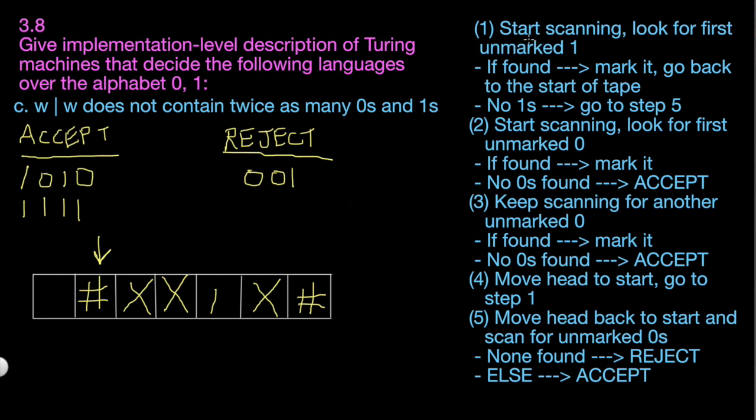Now step one, once again, we start scanning. We're looking for the first unmarked one, which is right here. If found, we mark it, and then we go back to the beginning of the tape. So once again, we start scanning, and this time we're looking for the first unmarked zero. However, as you can see, all of our zeros have been marked, and therefore, we have reached an accept state, and the string 1010 has been accepted by our Turing machine as we had expected.